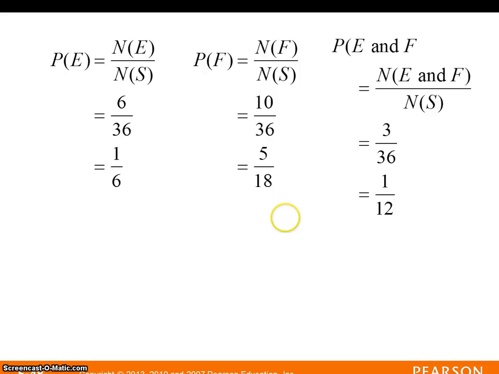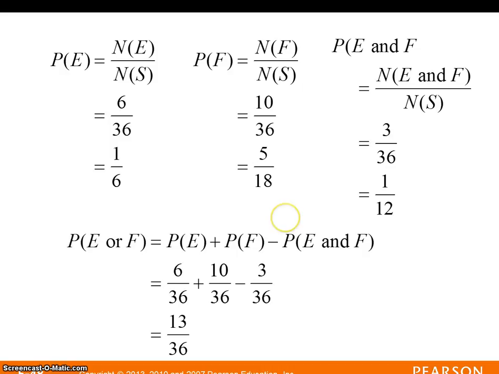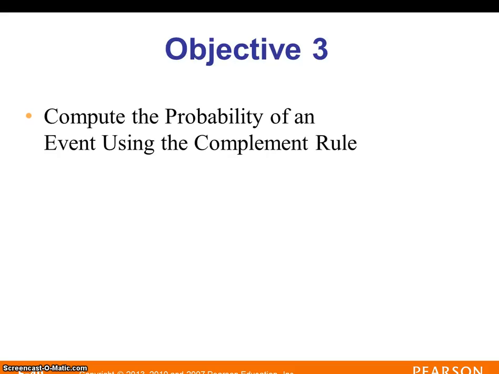So according to the rule, because these events are not disjoint, you would take the probability of E plus the probability of F minus the probability of E and F, which would give you a total of 13 out of 36. Okay, so just be aware that you can extend that rule for disjoint events to joint events, in which case you have to subtract the intersection, or where the two things overlap.